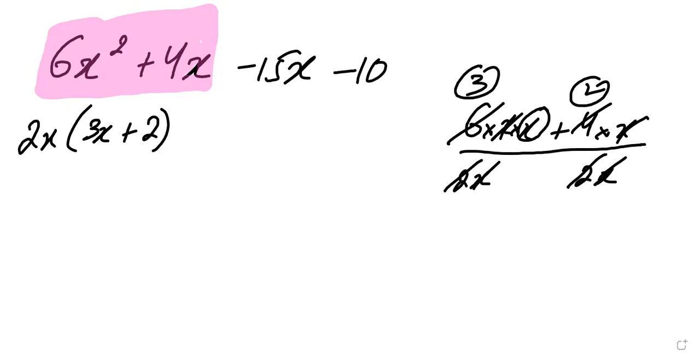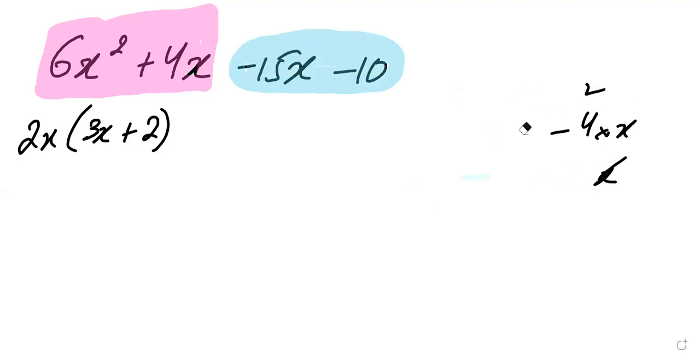Then move to the second pair, guys. This is my second pair. Is there any common factor in both these terms? If you're doing pair common, we definitely need a common factor in this pair. Is there any common factor in this pair, guys? 5. 5 is common. But guys, remember, minus 15x and minus 10.